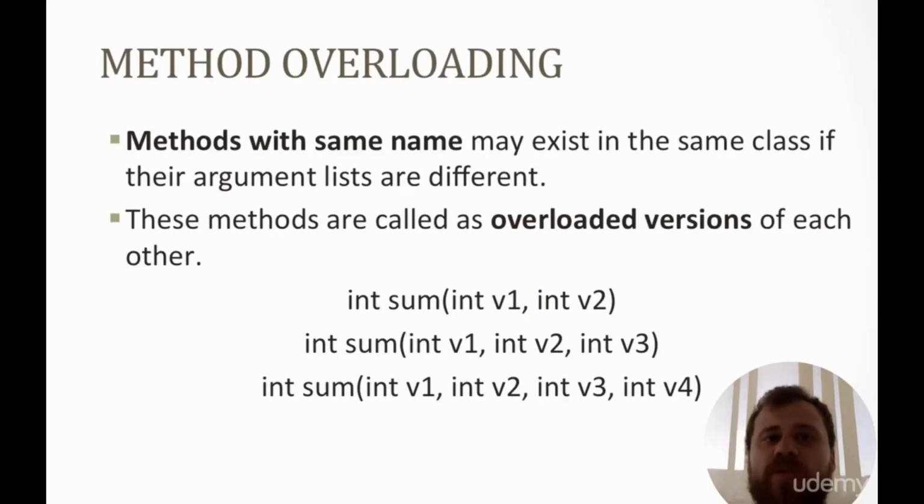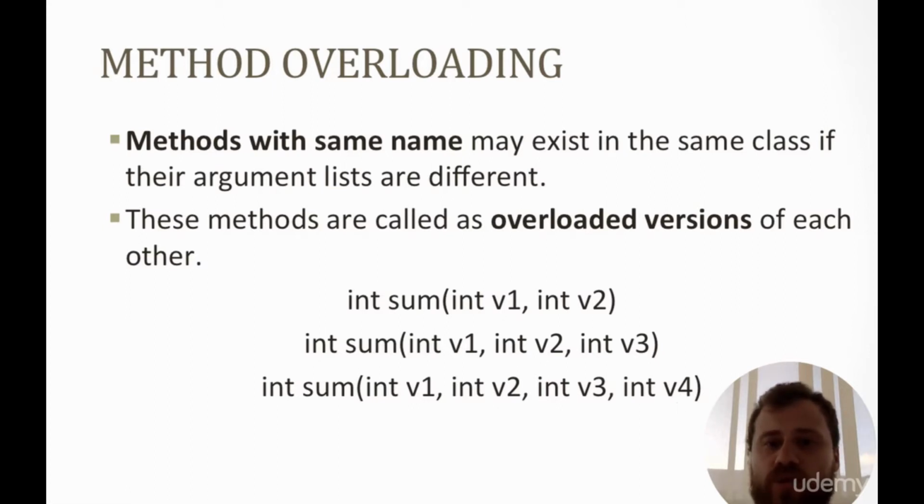Now we will talk about method overloading. Let's say in a class we have a method that sums two integer values, v1 and v2, and later on we are asked to write another method that is summing more than two items, let's say three items. That's why we need an argument list with three items, v1, v2 and v3, and then we are asked to write another method for four variables, say v1, v2, v3 and v4, and so on and so on.